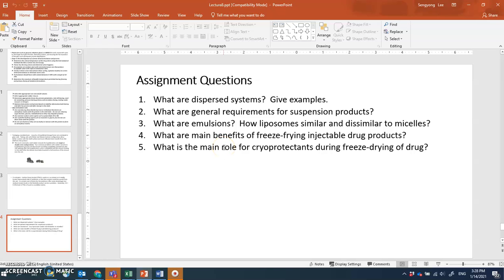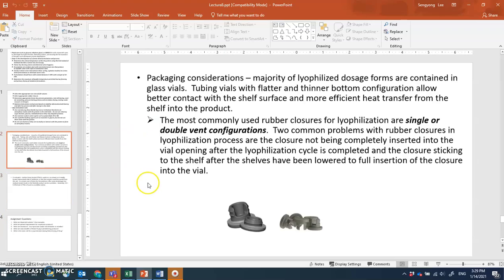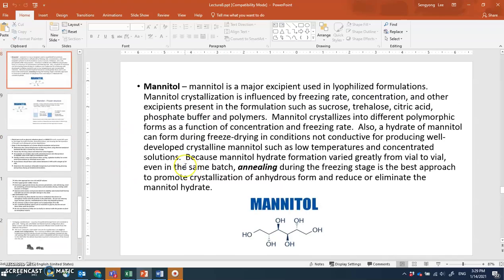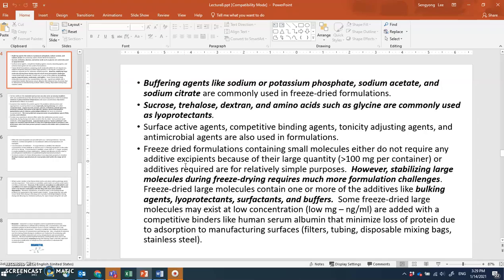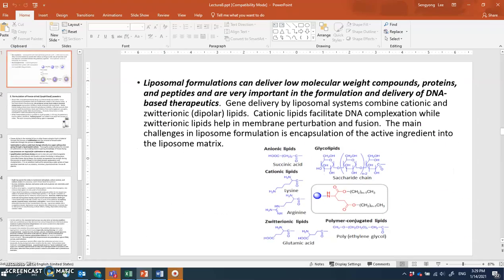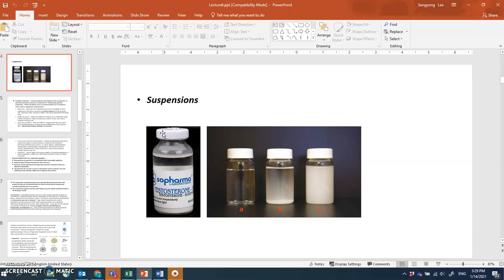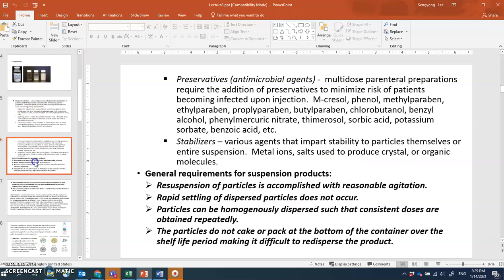So these are the assignment questions. You need to find the answers for these and then post them. So number 1, what are dispersed systems? Give an example. So suspension, emulsion, microsphere, and nanosphere, all those things, right? And then what are general requirements for suspension products? Remember what those are? You should be able to achieve homogeneous suspension with gentle agitation, things like that. So where are they? We'll talk about those.